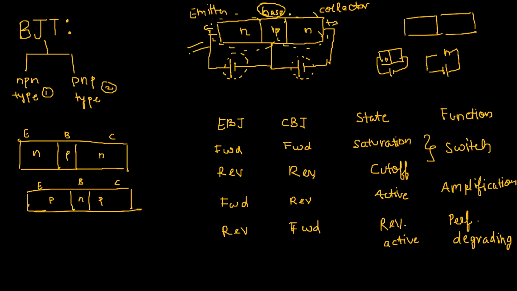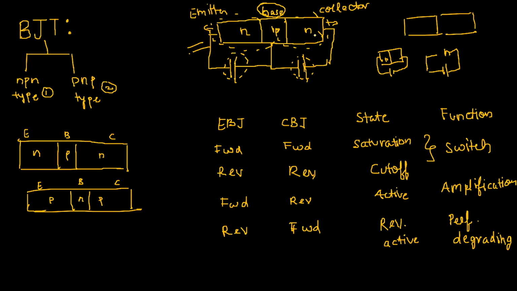So the one on your left is the emitter base junction, which should ideally be forward biased. So in this case, your positive terminal should be connected to the P side and your negative terminal to the N side. And in the collector base junction, we connect the negative terminal to the P side and the positive terminal to the N side. This is just the ideal case for amplification.